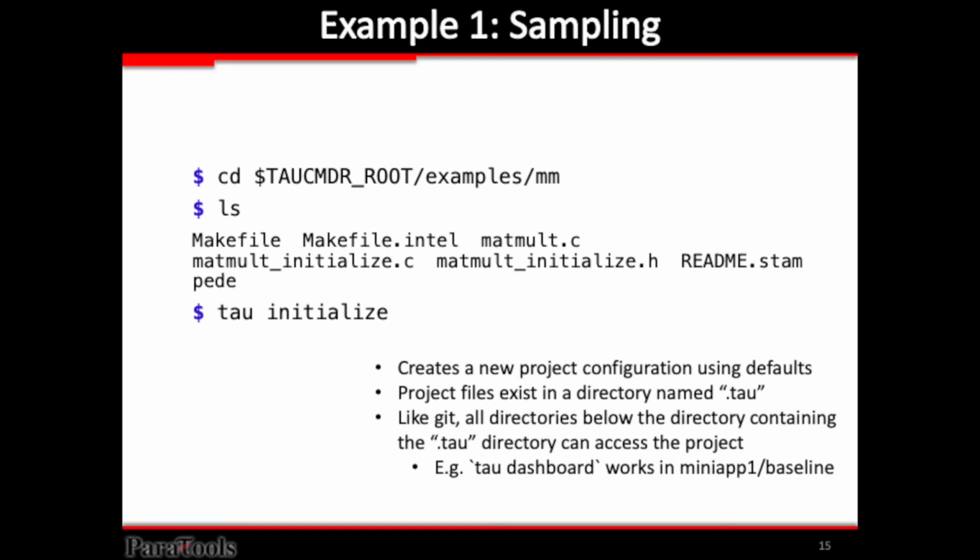We'll now look at how to use sampling on a simple matrix multiplication test code that is included with Tau Commander. Sampling is the simplest way to collect performance data, as it does not require any modifications to your code. So long as an application is compiled with debug symbols enabled, sampling will be able to collect performance data by periodically interrupting the application and recording the program counter value. To begin, we initialize a new project. Running the tau initialize command, or tau init for short, creates a new project configuration within the current directory and creates a set of default experiments for commonly used configurations.